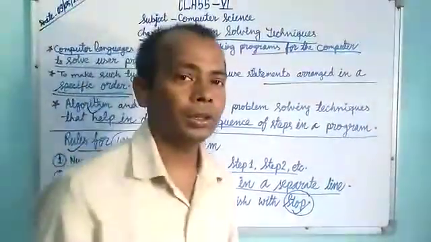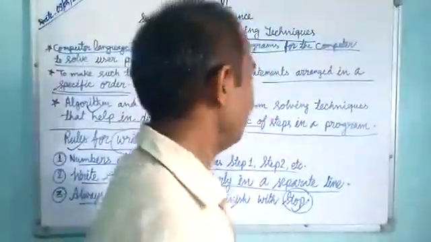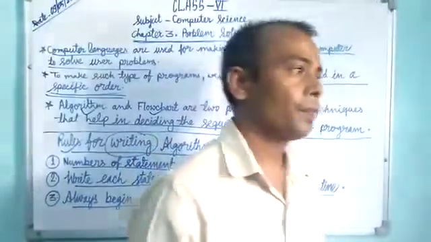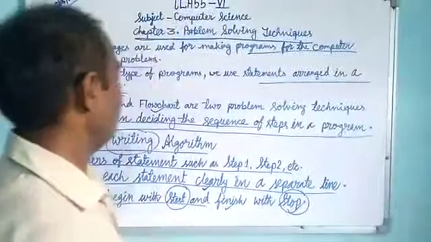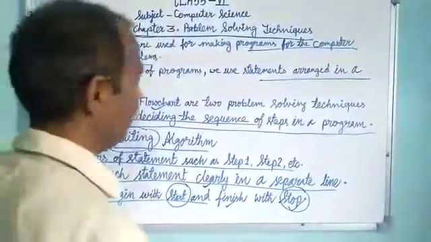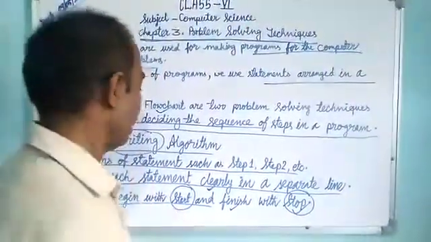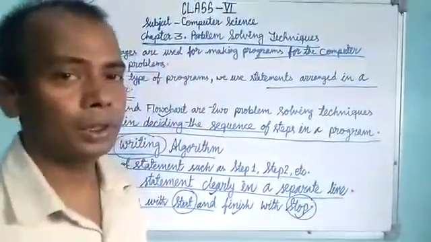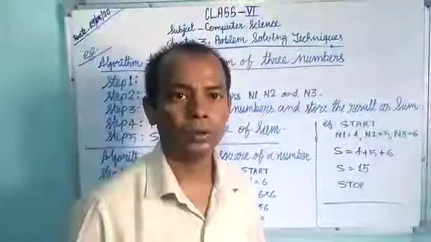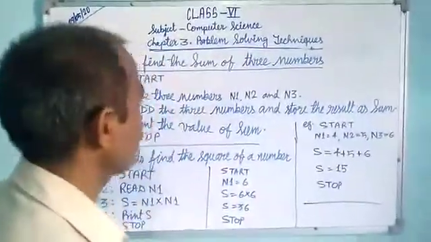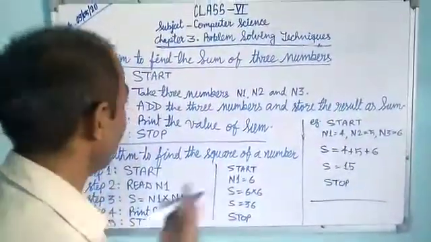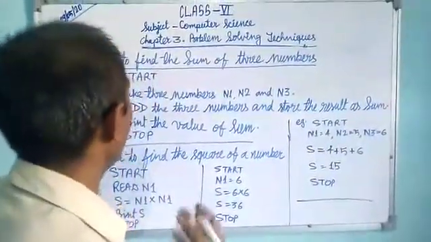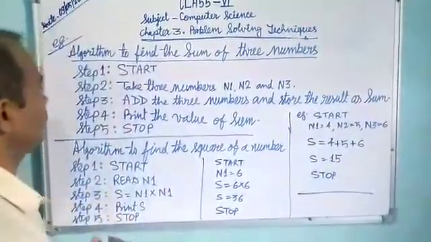So let's see the processing of the algorithm. How actually we are doing the processing, we can know by the help of examples of the sum as well as the square. So let's see the processing of the algorithm. By the examples, we can easily understand how the algorithm is going to proceed ahead.